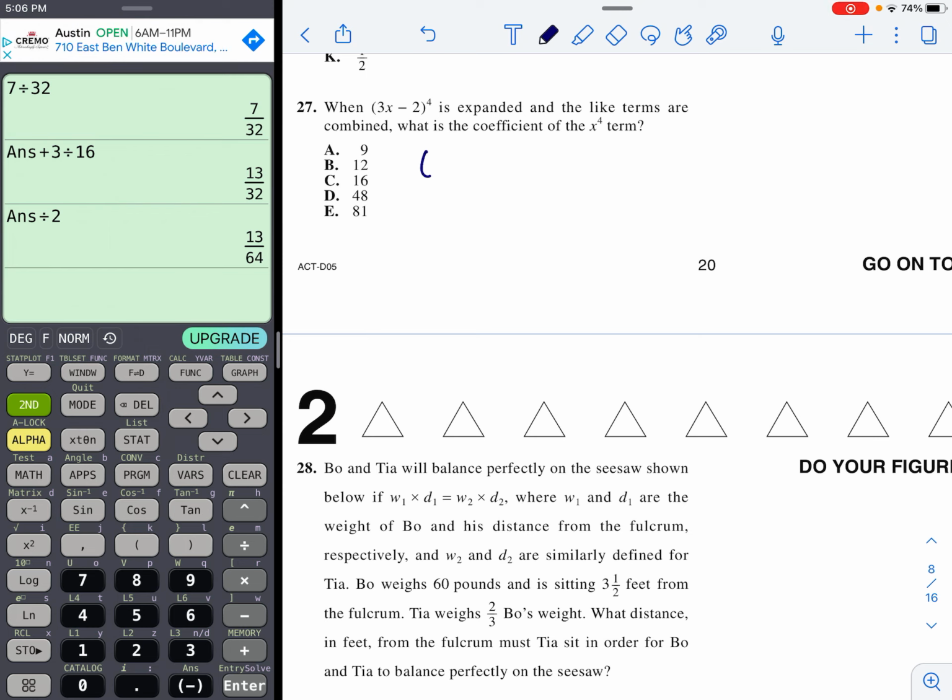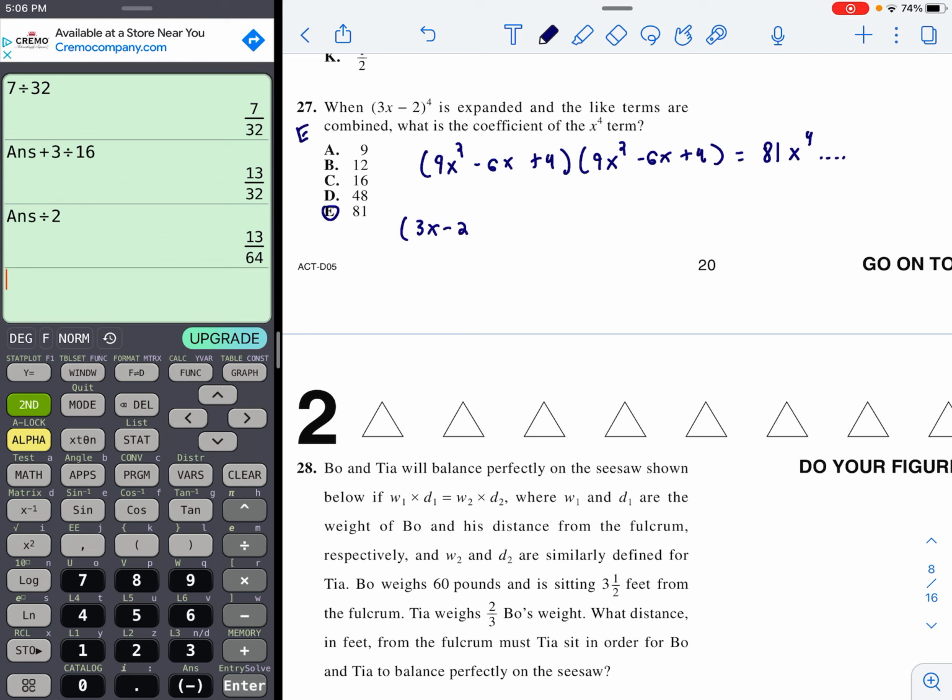If I multiply 3x minus 2 times itself, I'd have 9x squared minus 6x in the middle plus 4, and then I'd have this again, 9x squared minus 6x plus 4. And from here I can tell that I don't really care what the rest of this looks like. It's definitely 81x to the 4th. So I know that the coefficient on the x to the 4th term will be 81.